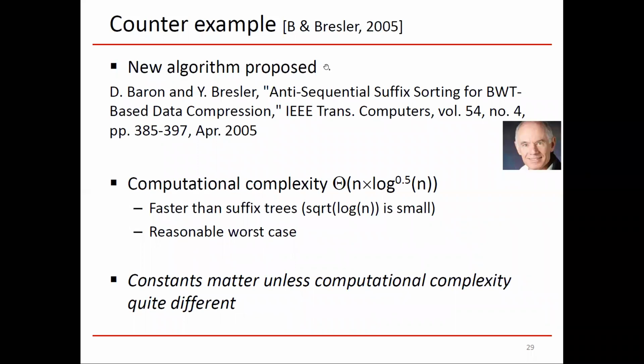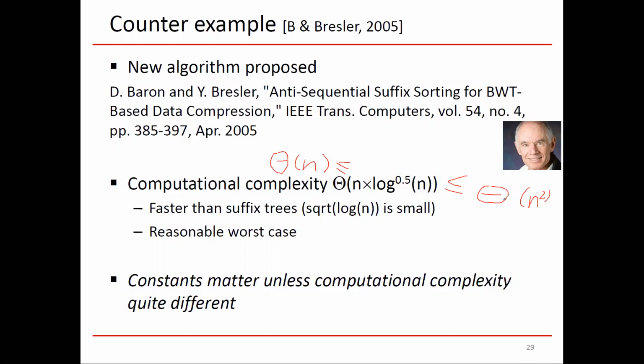So then we proposed a new algorithm, which appears in this paper. This algorithm was a new suffix sorting algorithm. Its computational complexity was theta of n square root of log of n. So now let's recall where we were. We had theta of n, which is definitely less than or equal to O of n square root of log n, which in turn is definitely better than theta of n squared.